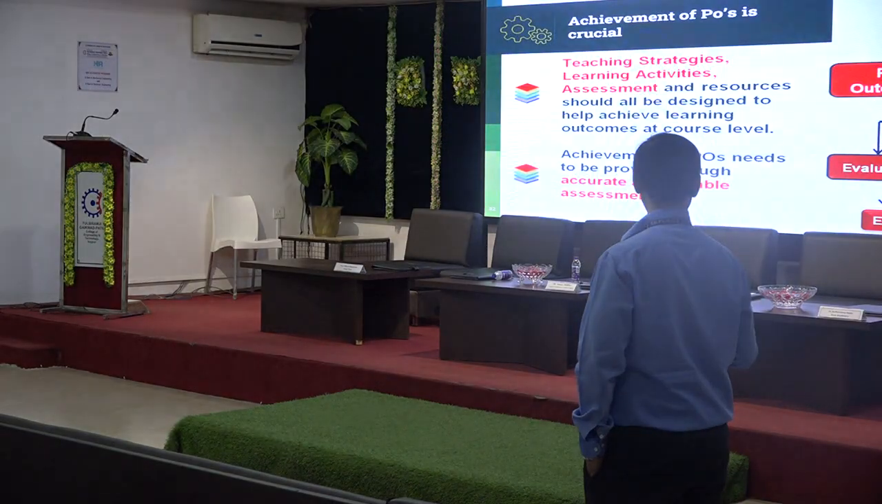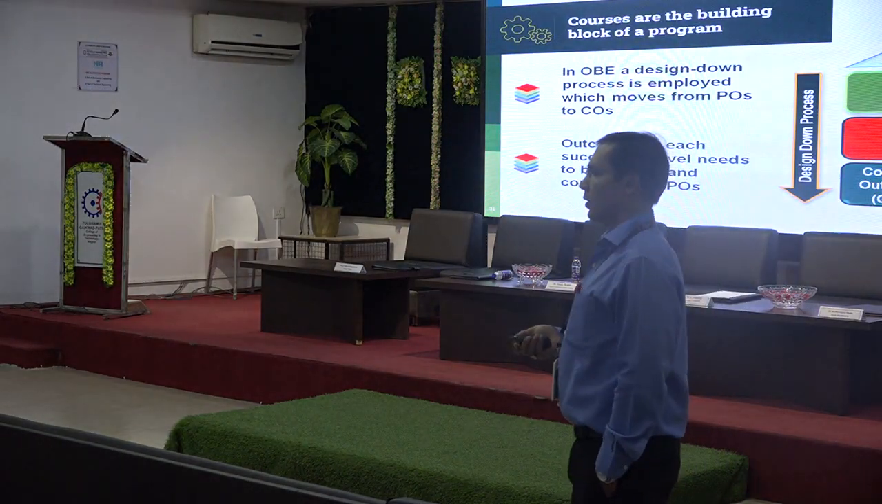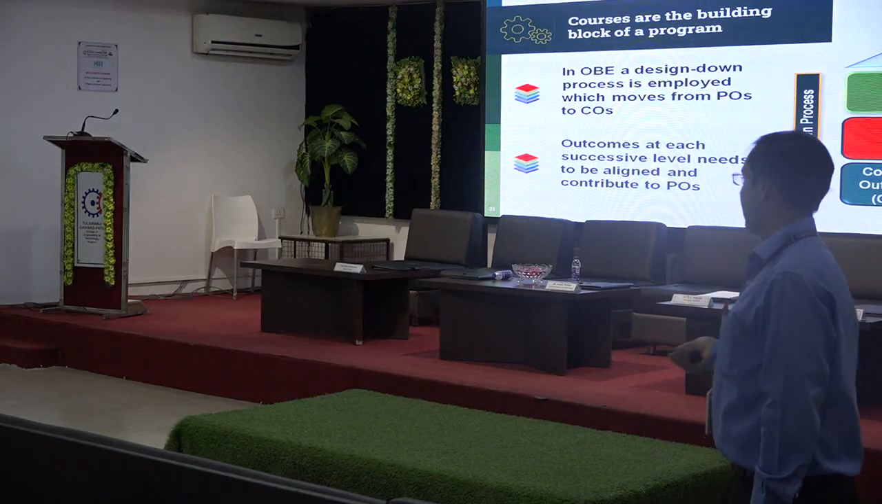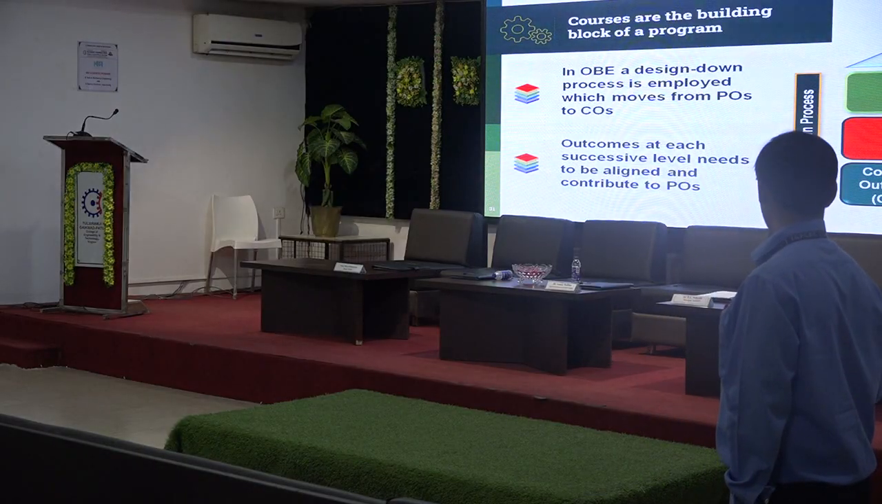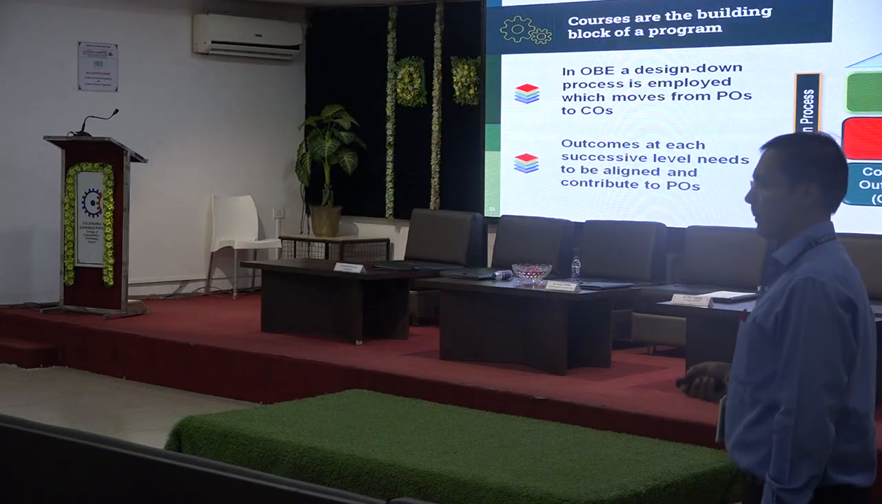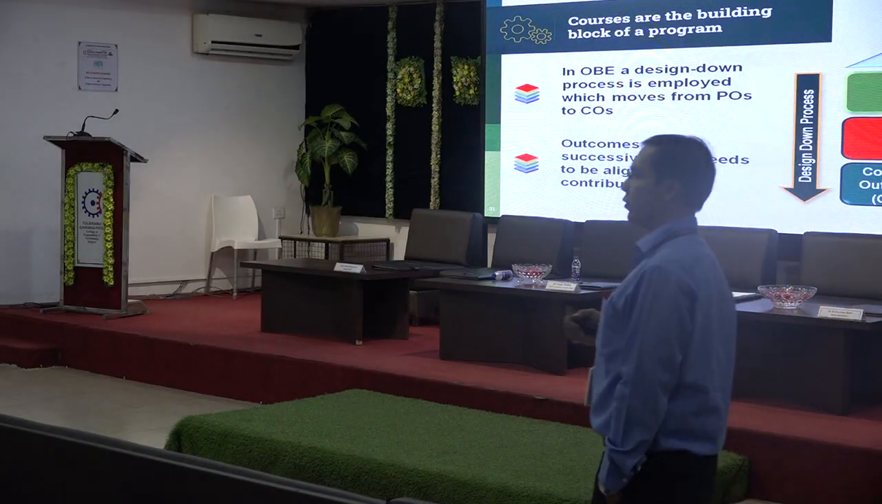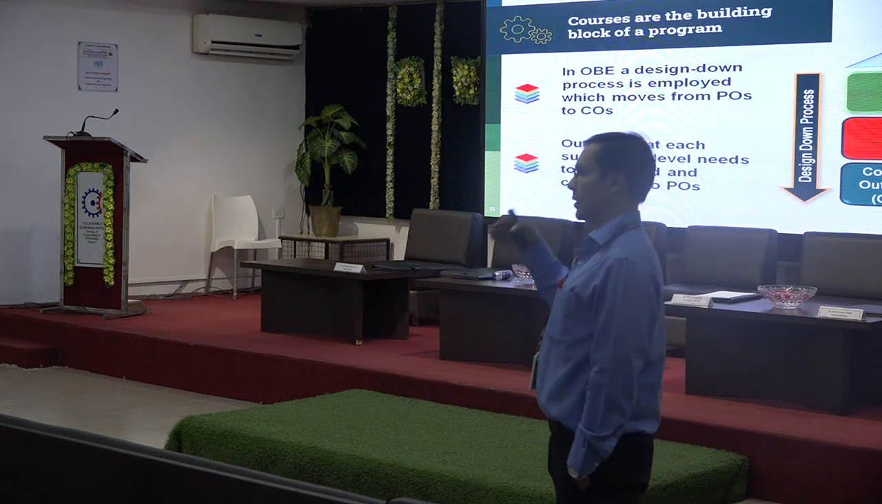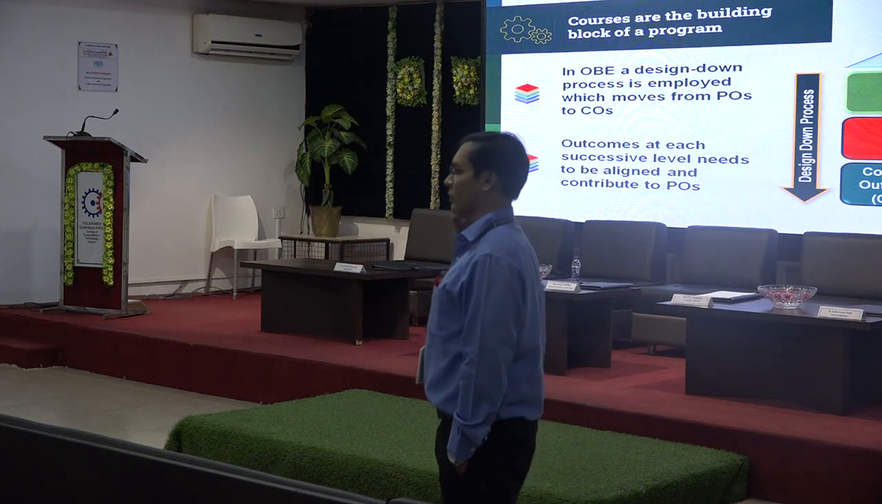So quickly we will move through this. So OBE is basically a design down process. Why design down process? The lowest level that you can see is the course outcome. Course outcomes are coming from the courses which you are teaching throughout the semester: semester 1, semester 2, semester 3 and so on.